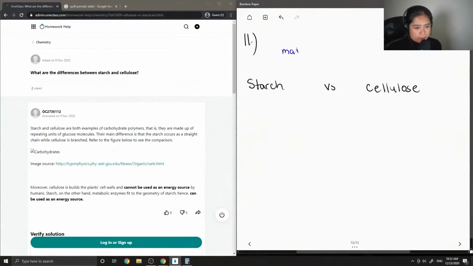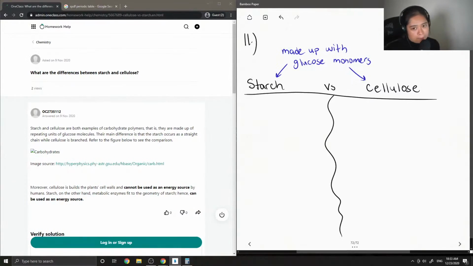They are both made up of glucose monomers. But in the case of their differences, for starches, the linkages are alpha 1,4 linkages.